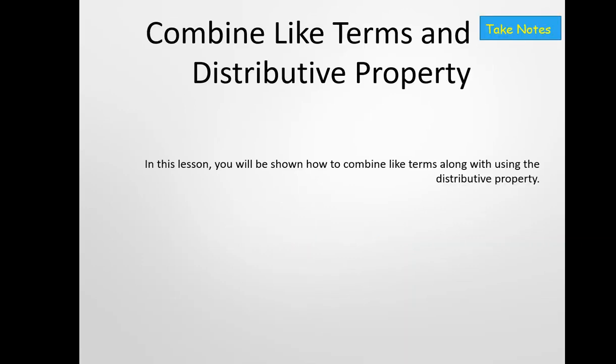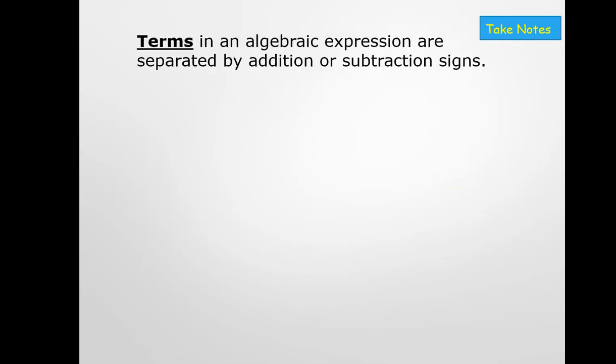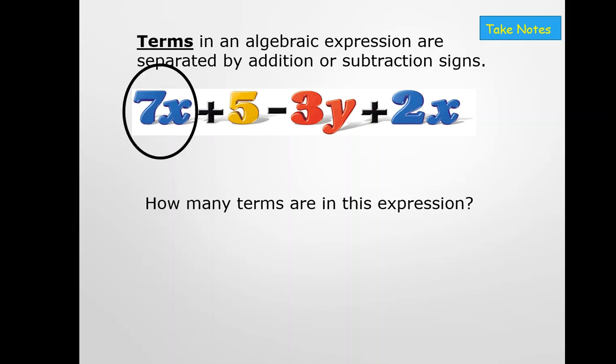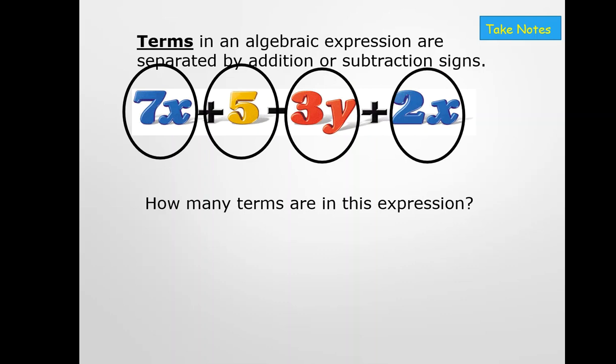Okay, so here we are. We're back to taking notes. We're going to combine our like terms, and we're going to use the distributive property. A term. What do we mean by term? It's an algebraic expression separated by addition or subtraction signs. Right there: 7x plus 5 minus 3y plus 2x. So how many terms are in the expression? In other words, how many things are separated by plus and minus signs? 1, 2, 3, 4. There's 4 of them.